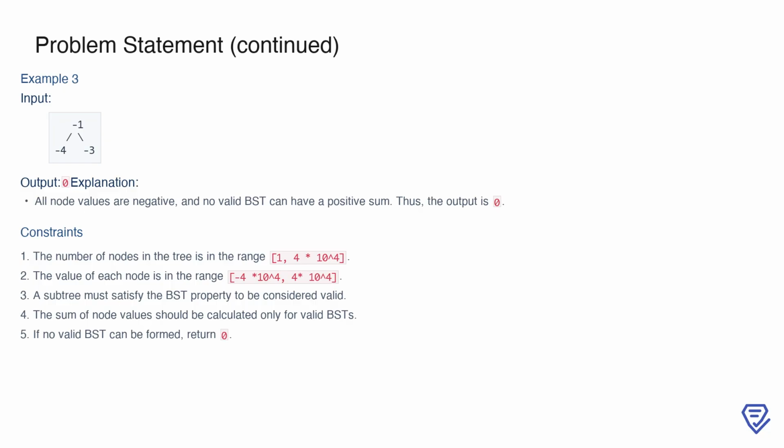The constraints for this problem ensure that the number of nodes in the tree can go up to 40,000, and the values of each node can range from -40,000 to 40,000. Additionally, a subtree must strictly satisfy the BST property to be included in the sum calculation. If no valid BST can be identified, the output will be 0.